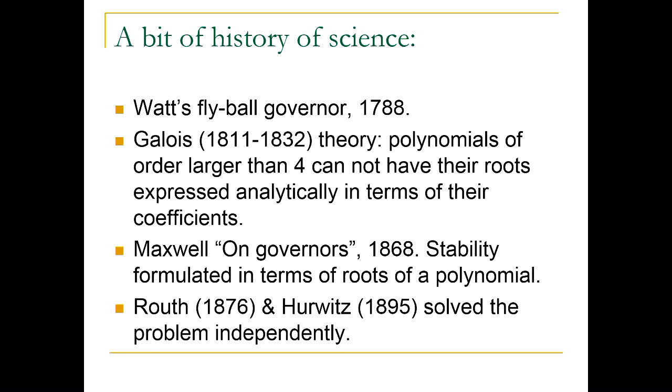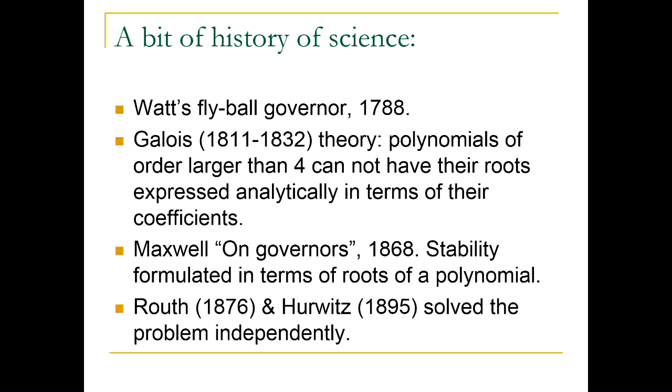There's a part of mathematics called Galois theory. A consequence of this theory says that you cannot find zeros of polynomials of higher order than 4 explicitly in terms of their coefficients. That's a consequence of this general theory. So people knew that they could not find explicitly the zeros of polynomials of high order.